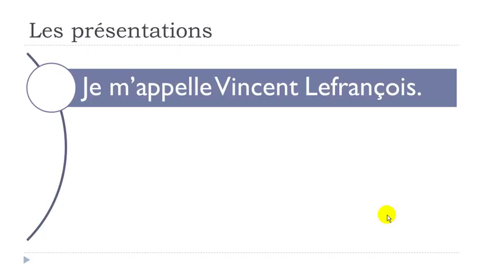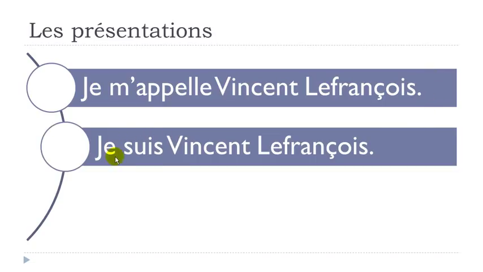Okay, and then if you want to present yourself, then remember we're using this s'appeler, to call oneself, okay. Je m'appelle Vincent Lefrançois. Okay, I call myself Vincent Lefrançois, all right? That's the way we present ourselves, okay? Another option would be not to use this s'appeler to call oneself, but to use to be, which is totally possible. Je suis Vincent Lefrançois. I am, okay?